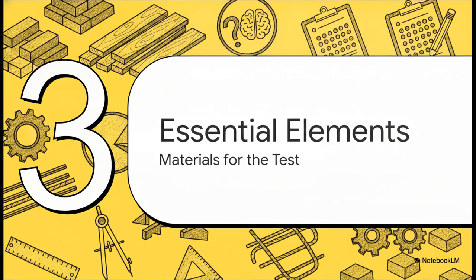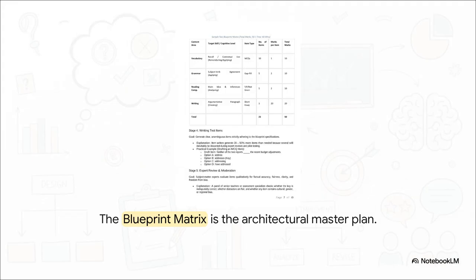Which brings us to Section 3, Essential Test Elements. Our foundation is poured, so let's look at the actual materials we use to construct the assessment. And this brilliantly illustrates the most important material of all, the test blueprint matrix. Think of this as your architectural master plan. Literally, before a single question is even written, developers create this grid. Notice how it takes content areas, like vocabulary, grammar, or reading, and maps them against targeted cognitive levels, things like remembering, applying, or analyzing. It also dictates proportional weighting.